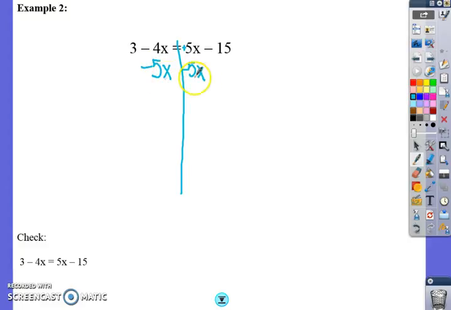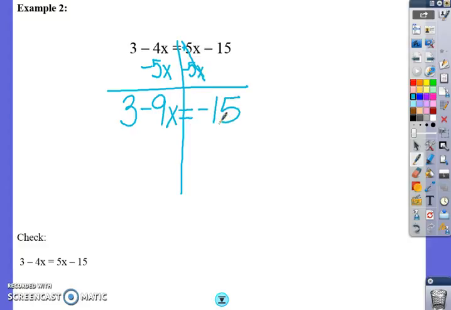Since it does have x's, I can't combine it with a 3 because a 3 doesn't have an x. So I have to combine it with the other x term. So I'm going to bring 3 down because I didn't really do anything with 3. What is negative 4 minus 5? So in your calculator, 4 negative minus 5 is negative 9x equals. This crossed each other out because 5 minus 5 is 0. And then negative 15 I never touched.